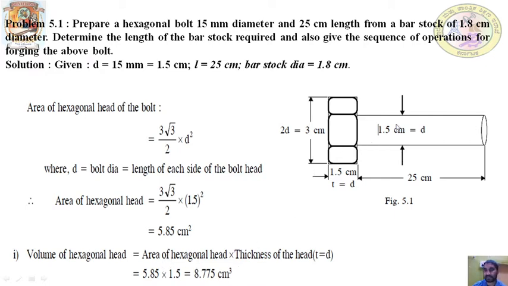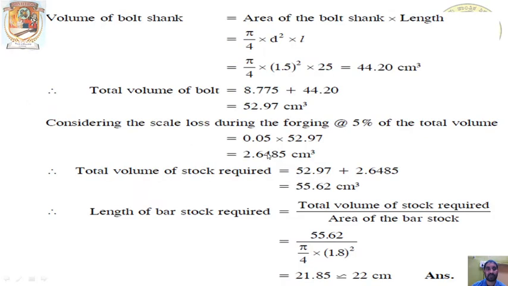The next portion is the cylinder. The cylinder diameter is 1.5 centimeter and length is 25. So pi into 1.5 square by 4 multiplied by 25 centimeter will give you the volume of this shank portion. The volume of the shank is area into length.